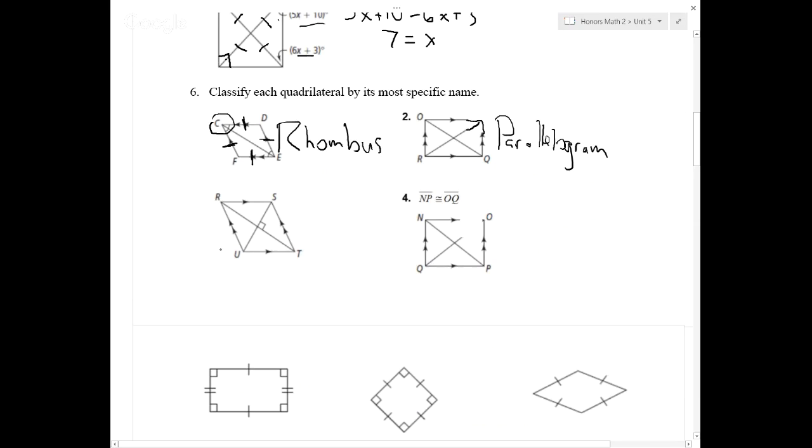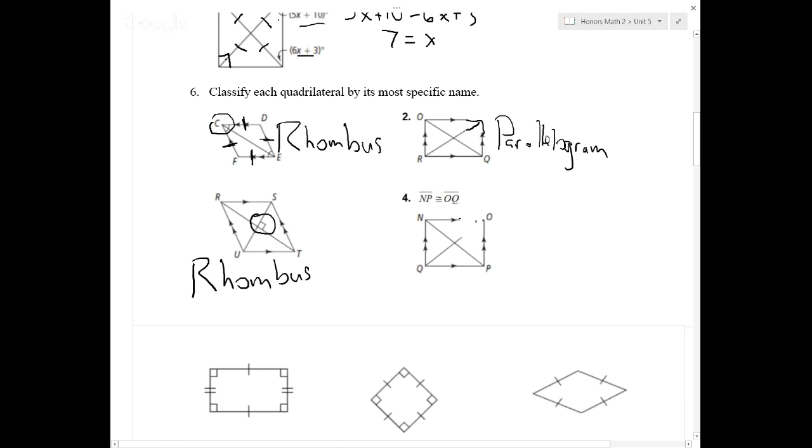The next one, we have diagonals perpendicular. Whenever diagonals are perpendicular, that qualifies us to have a rhombus. We don't have any diagonals congruent. We don't have any right angles for it to get to a rectangle and maybe eventually get to a square. So we're just going to leave it as that.